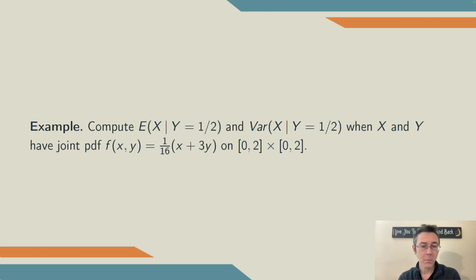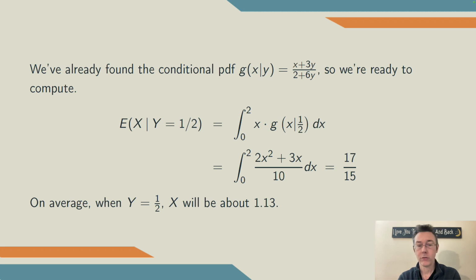So for instance, let's go back to this same example that we've been doing and find the expected value of x given that y is 1/2, as well as the variance of x given that y is 1/2. So we already have that joint density function, and we already have the conditional PDF g of x given y. That's x plus 3y over 2 plus 6y.